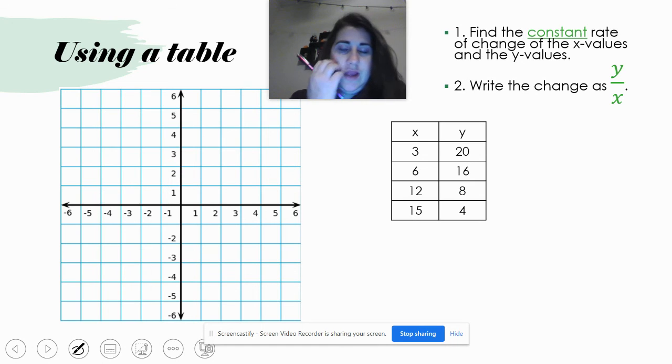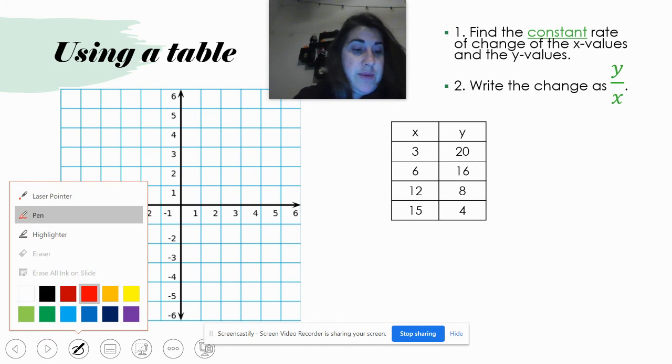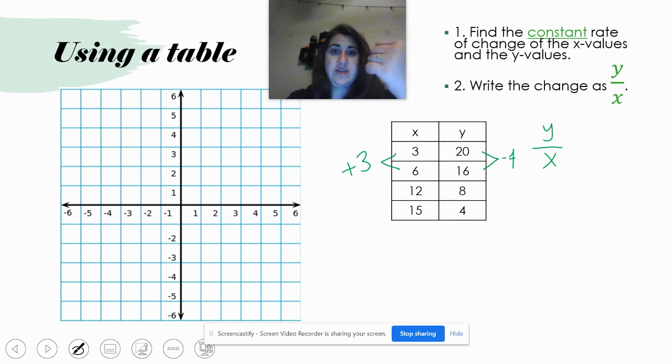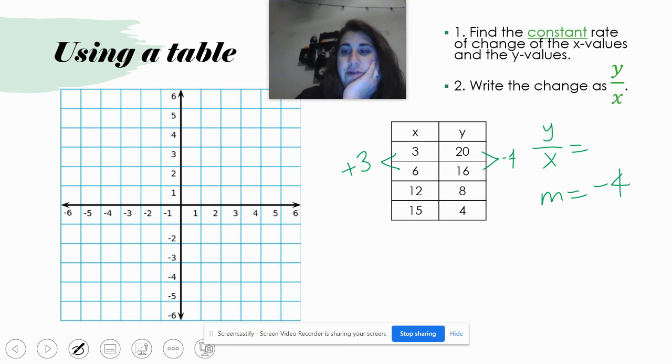All right. This one is the table again. You guys remember how we talked about doing our change in y over our change in x? From 20 to 16, I'm going down 4. From 3 to 6, I'm going up 3. I'm counting on my fingers: 3, 4, 5, 6. For 20 to 16, I go the other way: 19, 18, 17, 16. That's 4. So my slope is -4/3.